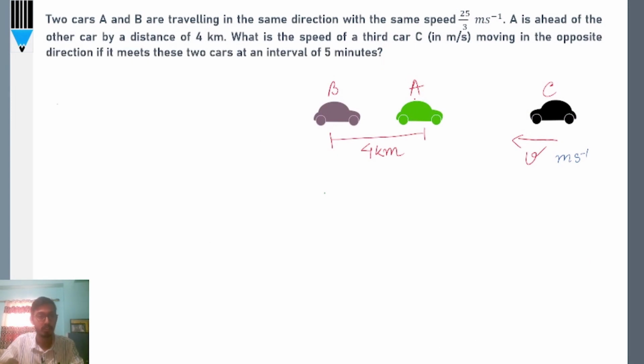On relative velocity, we have two cars, A and B, going in the same direction. It is said that they are moving with the same speed of 25.